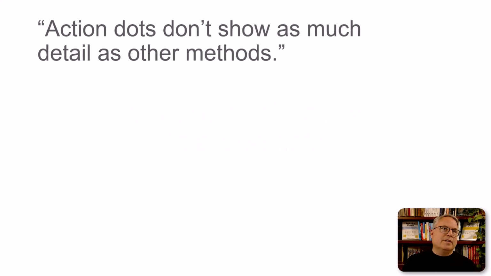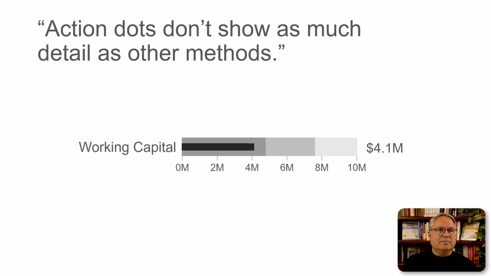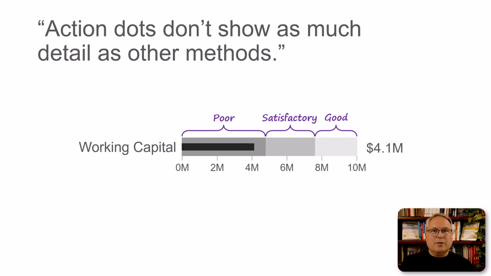When I show this technique to people, sometimes they have some objections. For example, they might say action dots don't show as much detail as other methods, like bullet graphs, for example, where I can actually see what the thresholds are. But there's also, in a way, less information here, because for working capital, for example, I don't really know if it's doing just a little bit poorly or whether it's in crisis, right?